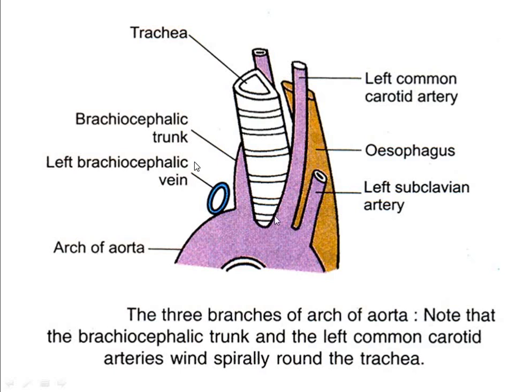These are the three branches coming from the arch of aorta: the brachiocephalic trunk, the left common carotid, and the left subclavian. Out of these, the brachiocephalic trunk and the left common carotid arteries wind around the trachea before they further divide into branches.